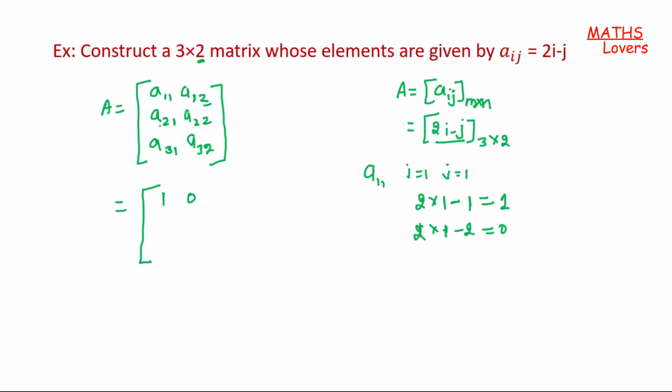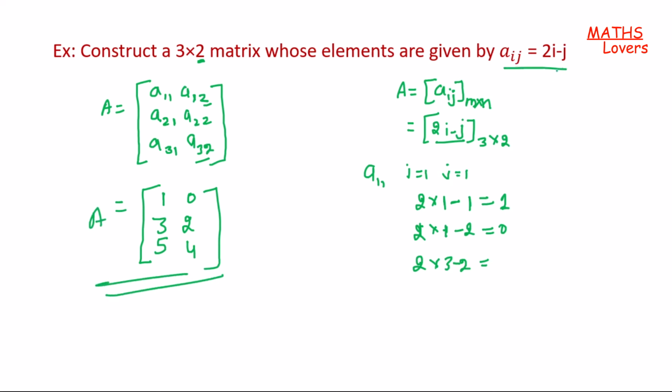And similarly we will do with A21. So for A21, i is 2. So 2 into 2 is 4 minus 1. So this will be 3. For A22, 2 into 2 is 4 minus 2, that is 2. For A31, 3 into 2 is 6 minus 1, that will be 5. And for A32 it will be 2 into 3 minus 2, that is 4. So this is our matrix of 3 by 2 order whose elements are given by Aij equal to 2i minus j.